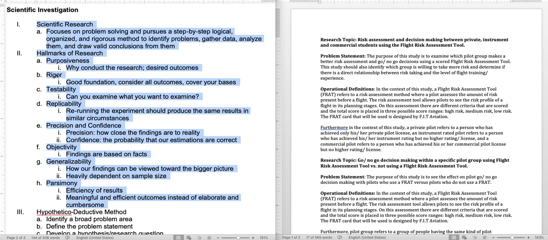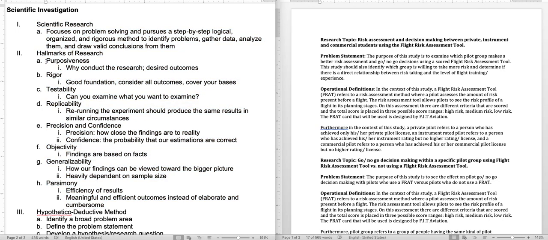So what are some of the things we need to make sure we have in any research topic that we come up with? Well, first of all, purposiveness. What does that mean? What is the purpose? Why are we doing it? A lot of the time you might read a research topic and be like, what was the point of that?